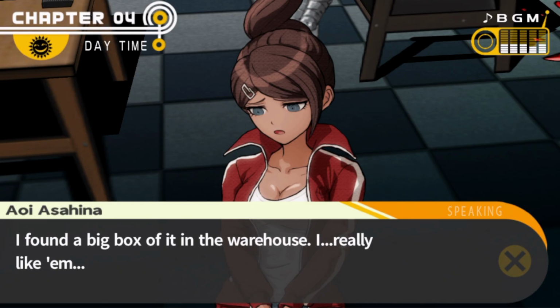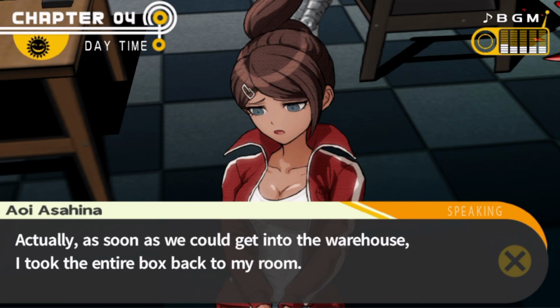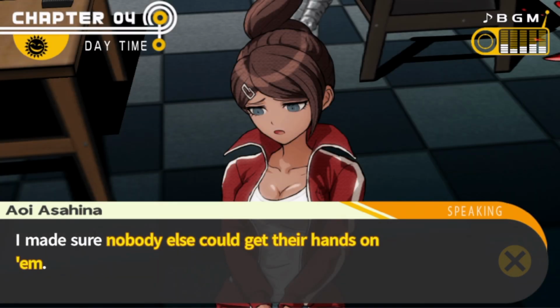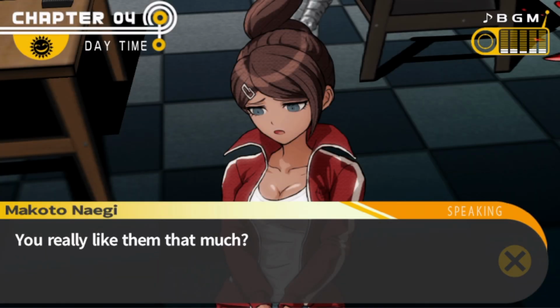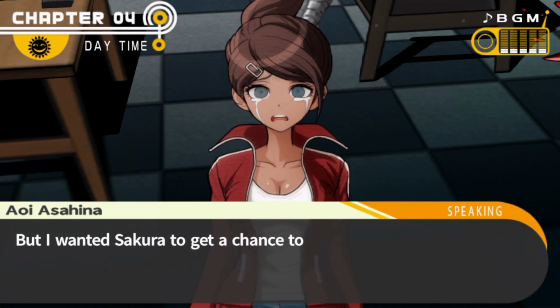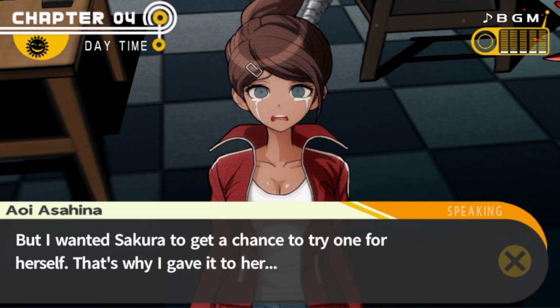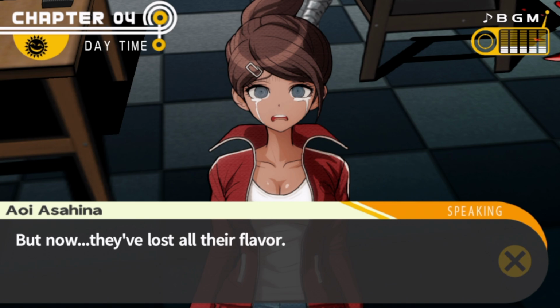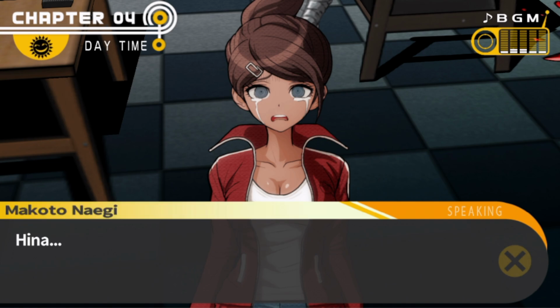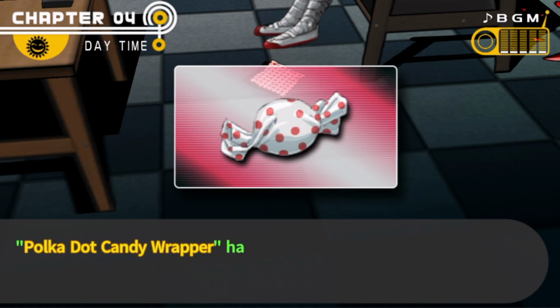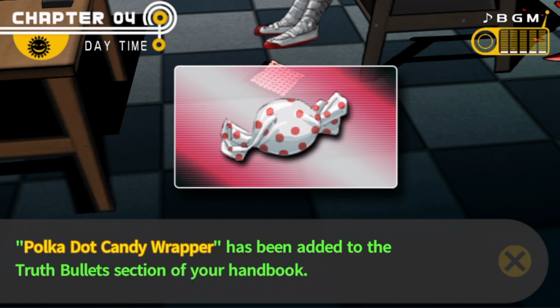I found a big box of them in the warehouse. I really like them. Actually, as soon as we could get into the warehouse, I took the entire box back to my room. I made sure nobody else could get their hands on them. Hina, you really like them that much? But I wanted Sakura to get a chance to try one for herself. That's why I gave it to her. But now they've lost all their flavor. Polka dot candy wrapper has been added to the truth bullets.